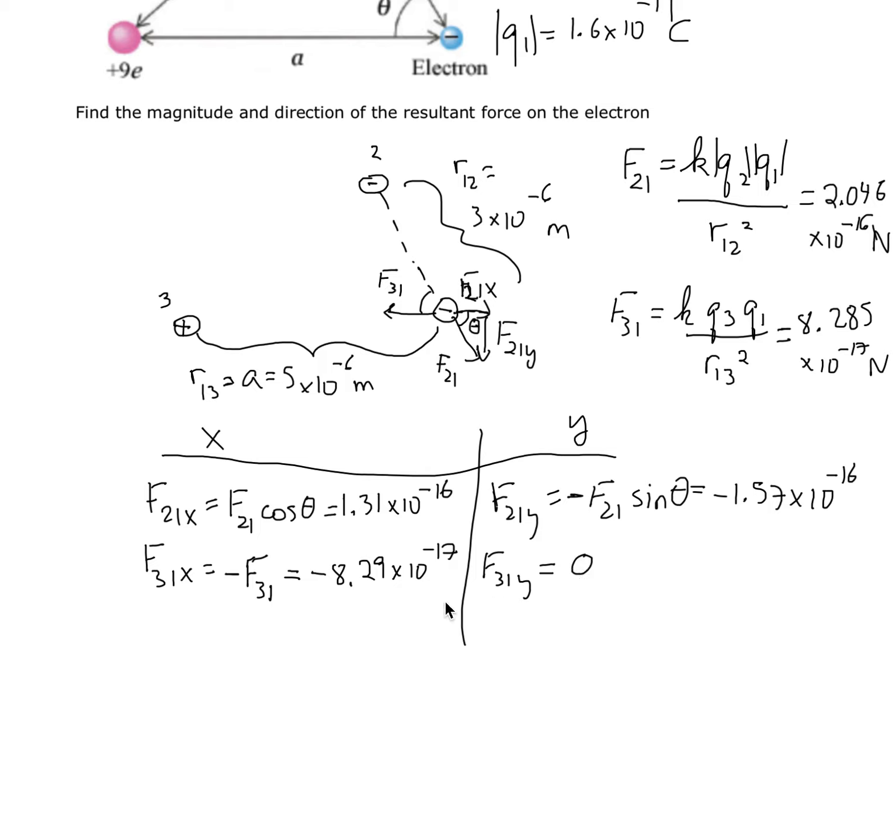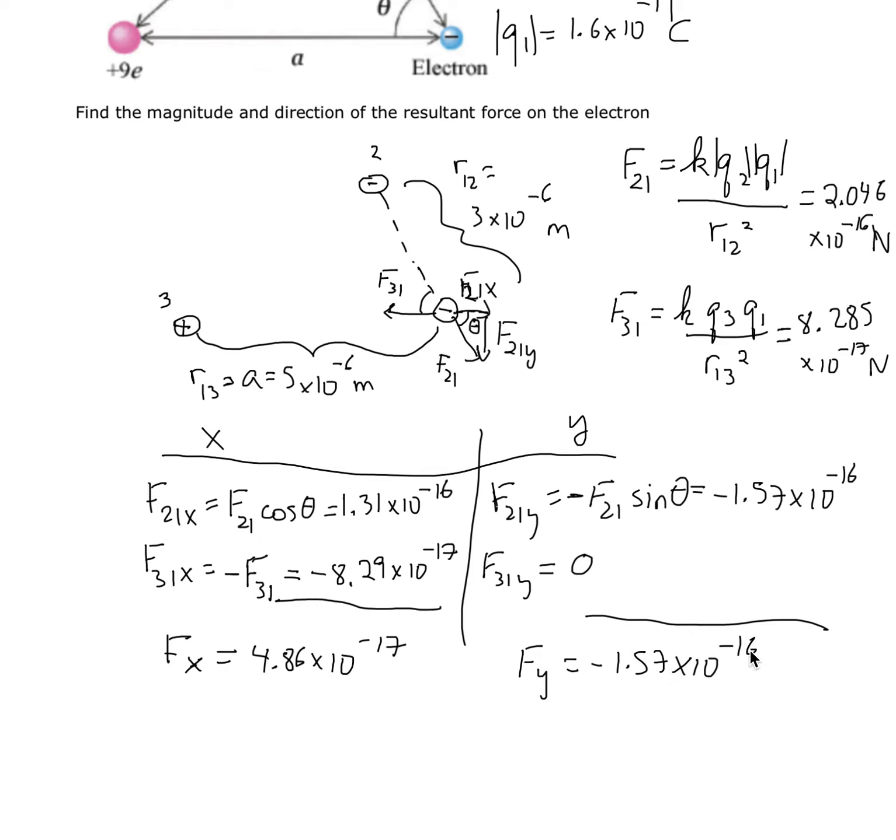Once you have found all of the components, we are now ready to add them. By adding the two x components, you're finding the x component of the resultant force, of the net force. When I add these two numbers, I get 4.86 times 10 to the negative 17. And over here, we just get that number for F21y when we add up the y components: negative 1.57 times 10 to the negative 16.